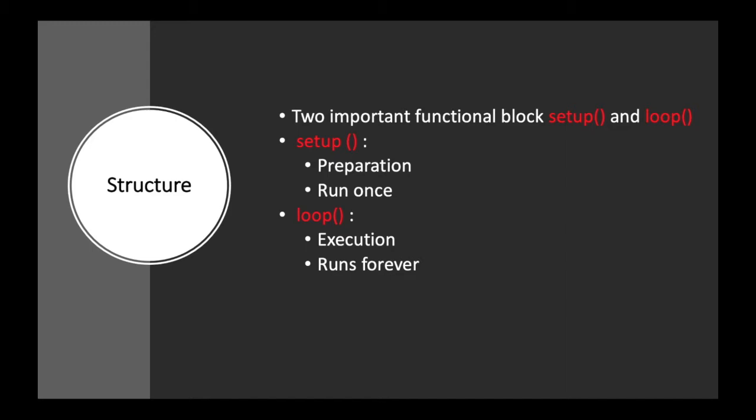Then there is a second functional block, loop. Loop is basically the main portion of your code which is going to be executed. For example, if you want to turn on the light, then that action is performed in the loop. The loop functional block will run forever. It is not going to run only once, but continuously. So let's look at an example.